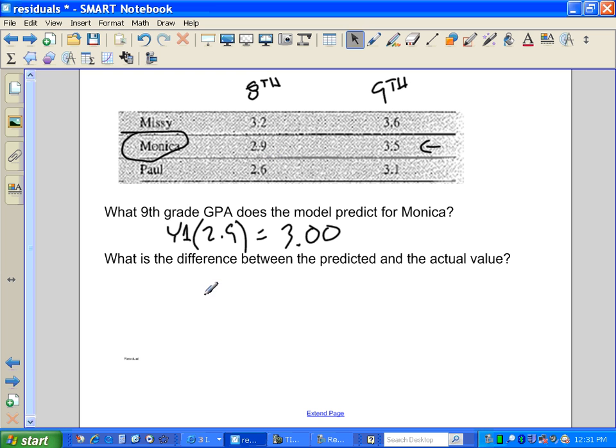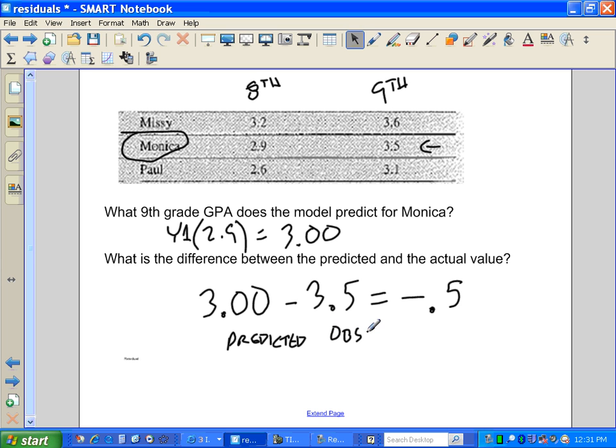So what's the difference between the predicted value and the actual value? The predicted value was 3. The actual value was 3.5. I can do this one in my head, I'm pretty sure. Negative 0.5. Okay? So it would seem like we just did the exact same calculation, right? It turns out we did do the exact same calculation. However, we're not going to call it error in prediction this time. This time it's called residual.